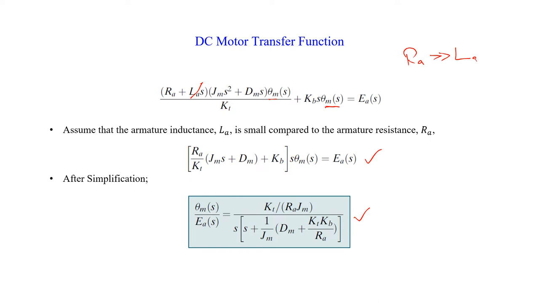Now this transfer function looks difficult, but if you look at it closely, we basically have some constants like K_t, R_a, J_m, K_b, D_m, etc. We have some electrical constants like K_t, K_b, R_a, and some mechanical constants which are J_m and D_m. We can find these constants once we have some information about the load and the motor characteristics. So let's suppose we have the values of these constants. The final form of this transfer function will be much simpler than the form we have here.